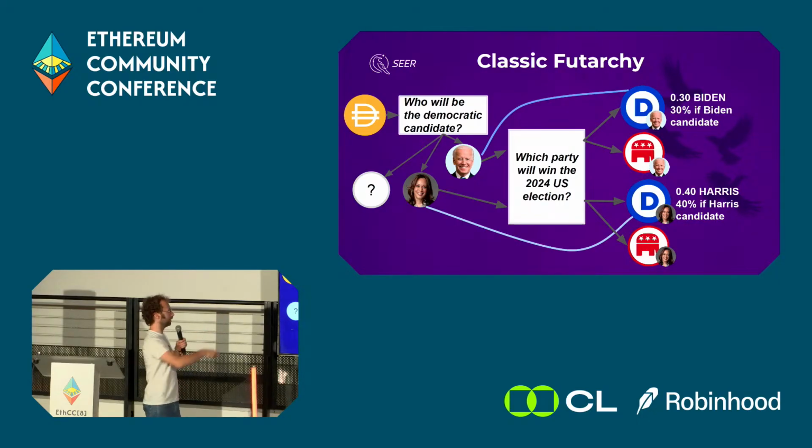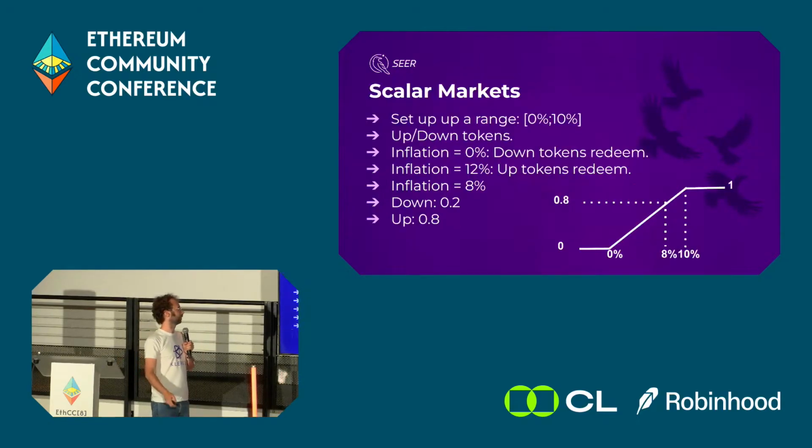And actually, you don't even need to have a market for those tokens themselves. Only the conditional market here is interesting. And since you see that Harris has more chances of winning if she's a candidate, well, you can pick Harris. That's to increase your chances.